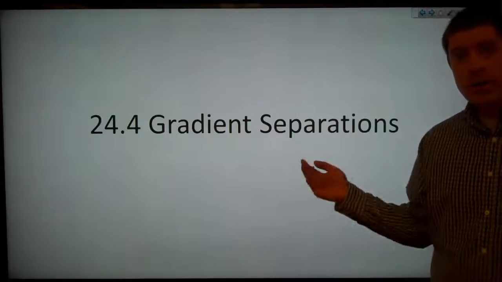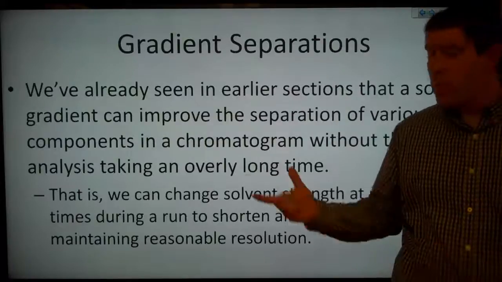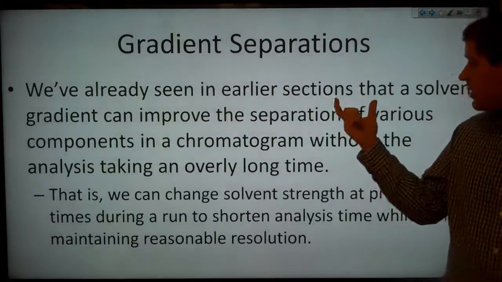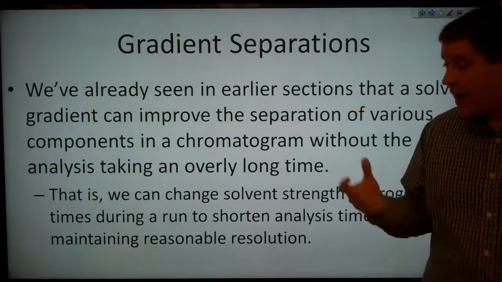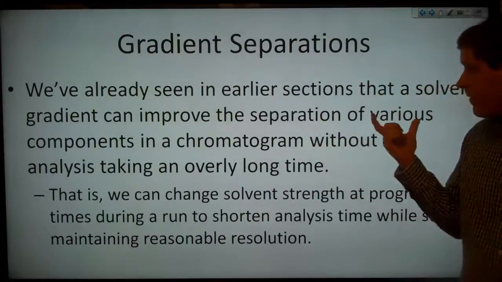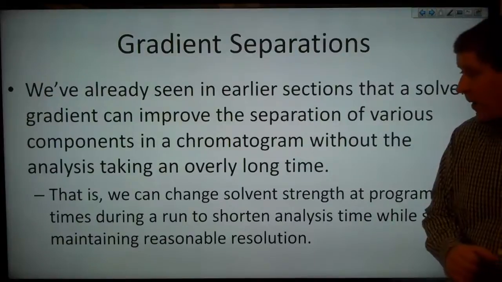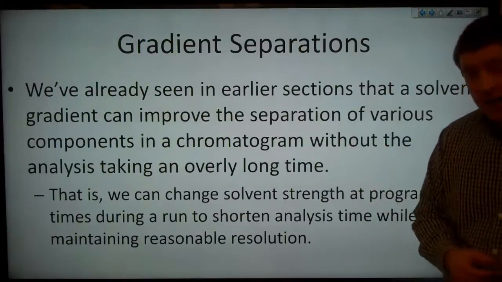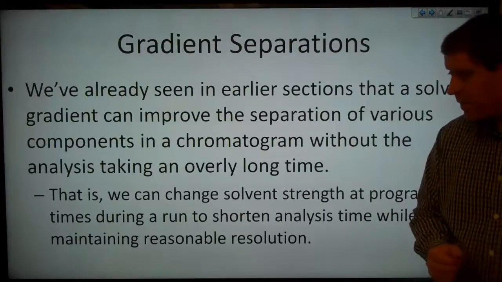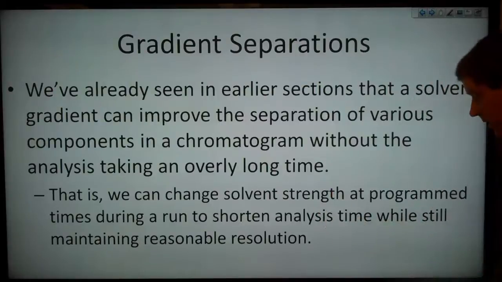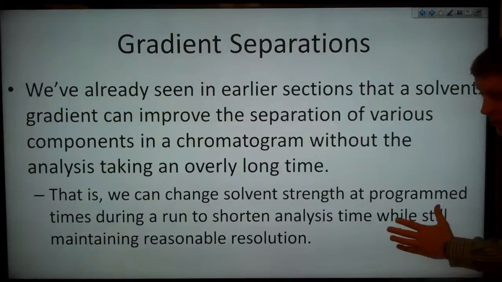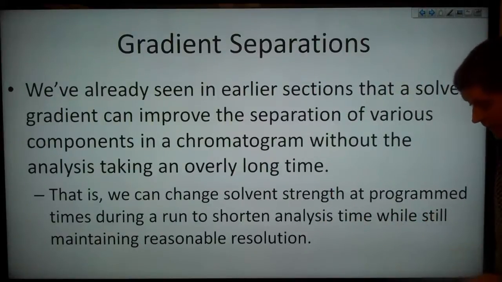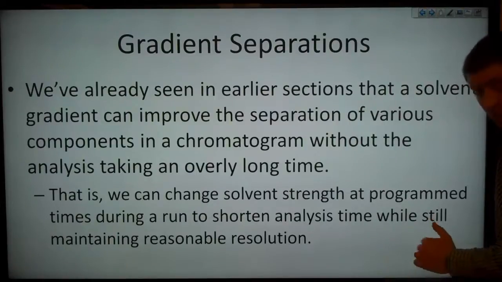Welcome to gradient separations. We've already seen in earlier sections that a solvent gradient can improve the separation of various components in a chromatogram without the analysis taking an overly long time. That is, we can change the solvent strength at programmed times during a run in order to shorten the analysis time while still maintaining reasonable resolution.